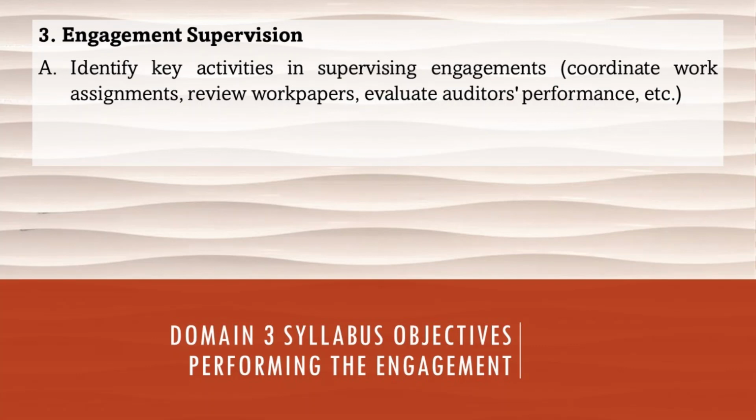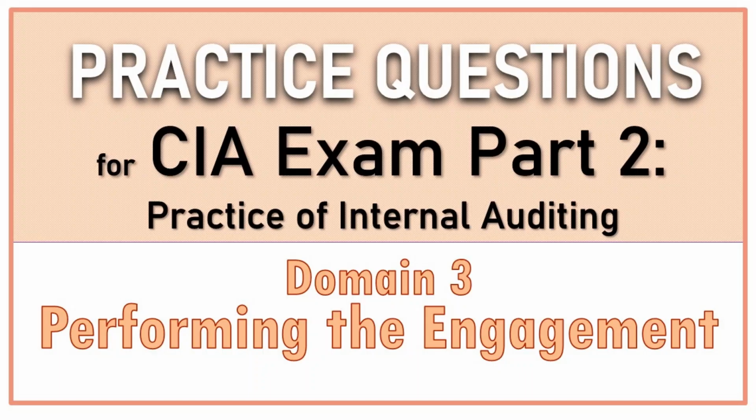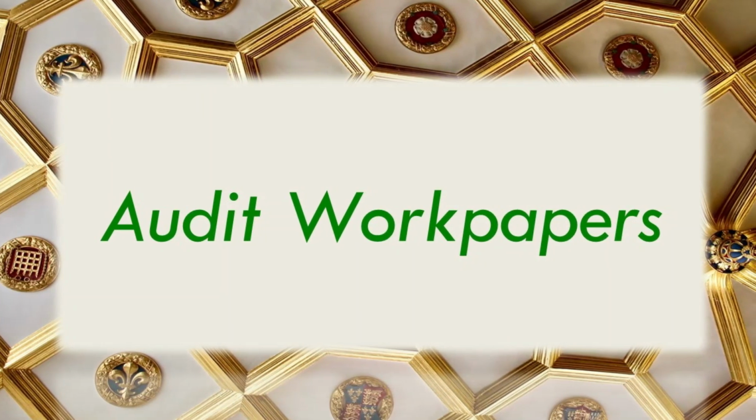Number 3, engagement supervision. A, identify key activities in supervising engagements. For example, coordinate work assignments, review work papers, evaluate auditors' performance, etc. Now, let's discuss how to perform the engagement, starting with audit work papers.